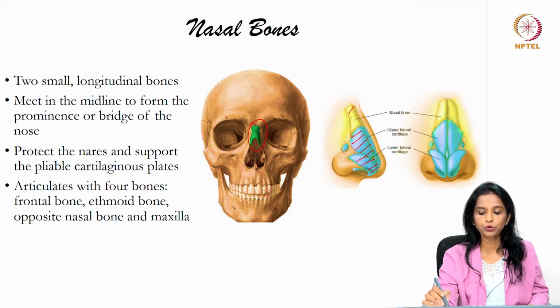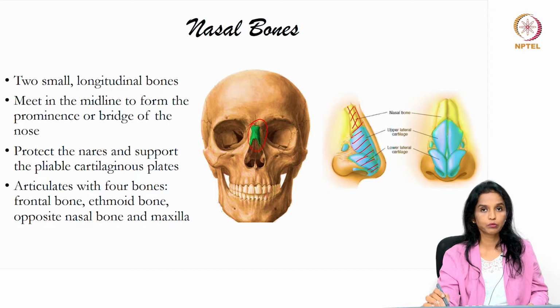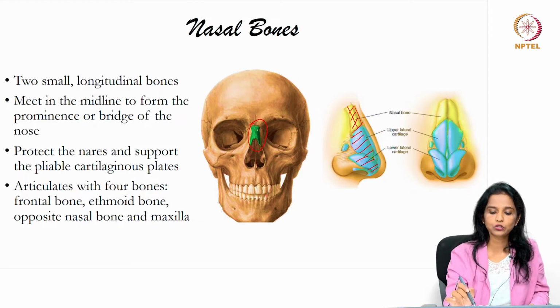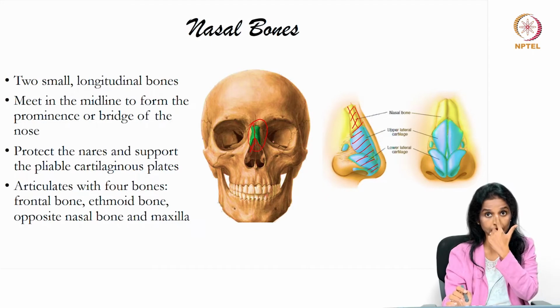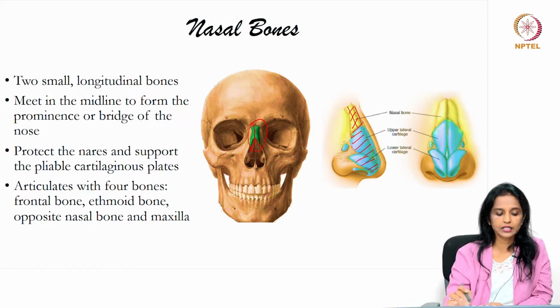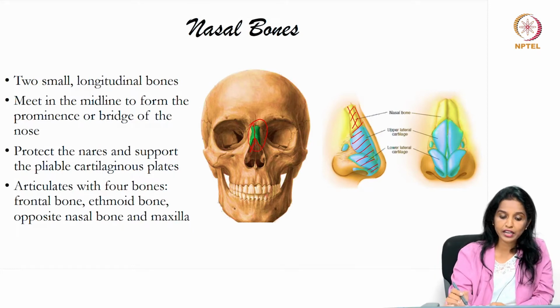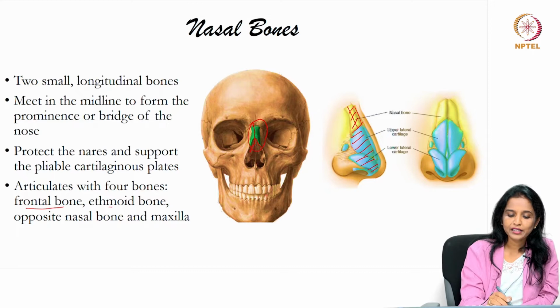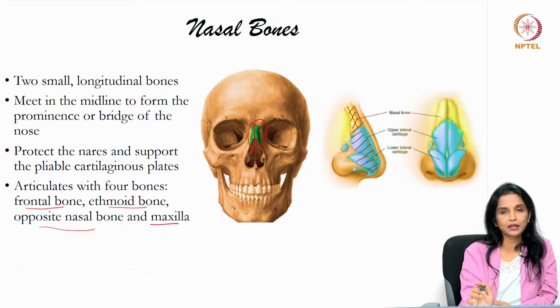You can see that this fluorescent yellow colored area is actually the nasal bone, whereas the blue shaded one is your cartilage. So the bony part of the nose is your nasal bones, and it actually contains 2 nasal bones. They meet in the midline to form the prominent part of the bridge of the nose. So this particular region is your bridge of the nose, and it protects the openings of the nares and supports the pliable cartilage area.